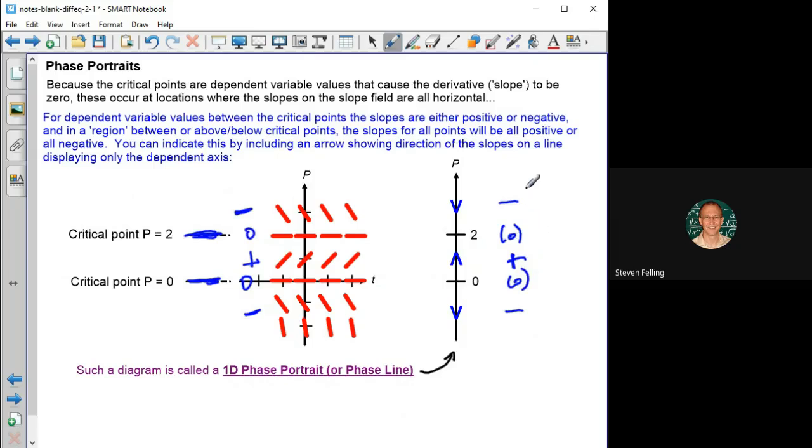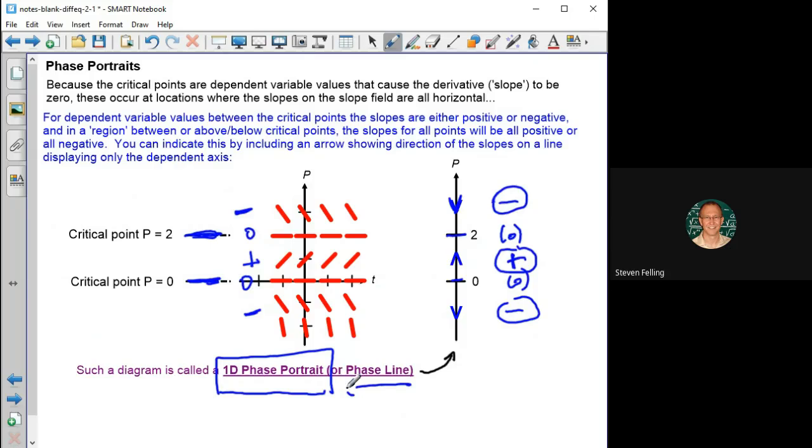So what we can do is draw just the y-axis here, just the dependent axis, mark the places of any critical values, 0 and 2, and then put an arrow. The arrow goes downward if the slope is negative, and it goes upward if the slope is positive. And that picture has a name. It's called a one-dimensional phase portrait or a phase line.